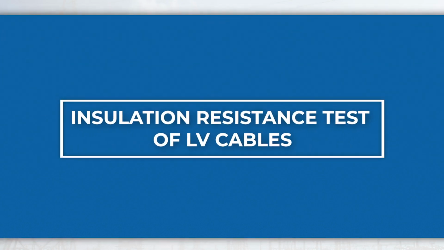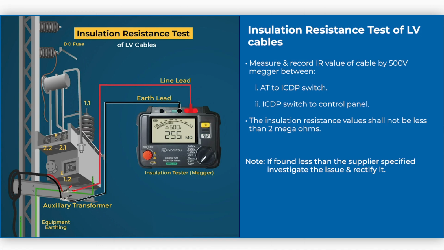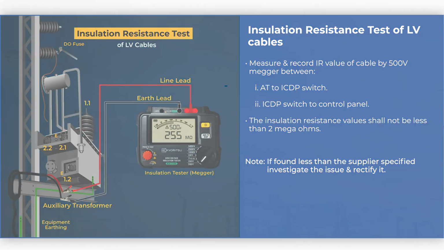Insulation resistance test of LV cables. Measure and record IR value of cable by 500 volt megger between AT to ICDP switch, and ICDP switch to control panel. The insulation resistance values shall not be less than 2 mega ohms. Note, if found less than the supplier specified, investigate the issue and rectify it.